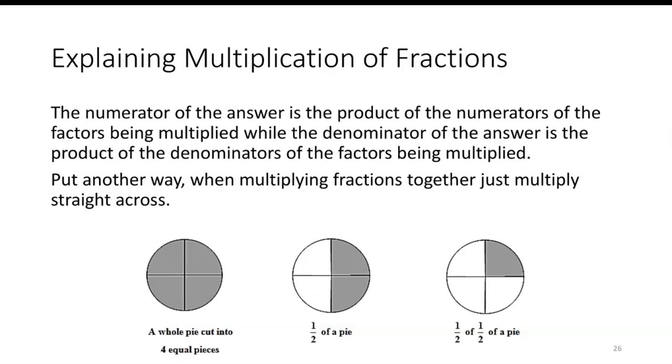The numerator of the answer is the product of the numerators of the factors being multiplied, while the denominator of the answer is the product of the denominators of the factors being multiplied. So put another way, when multiplying fractions together, just multiply straight across.